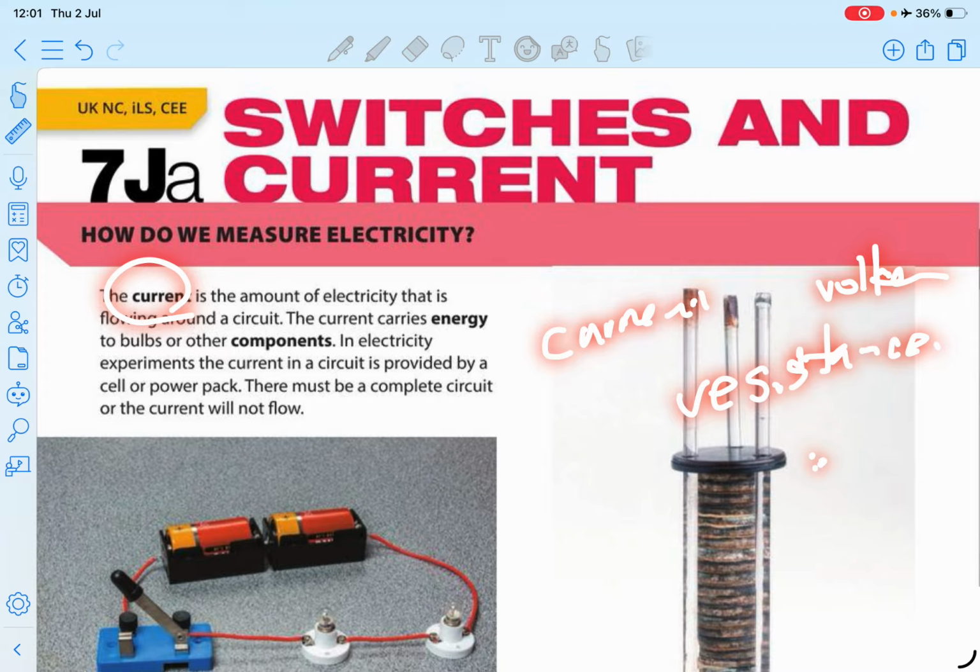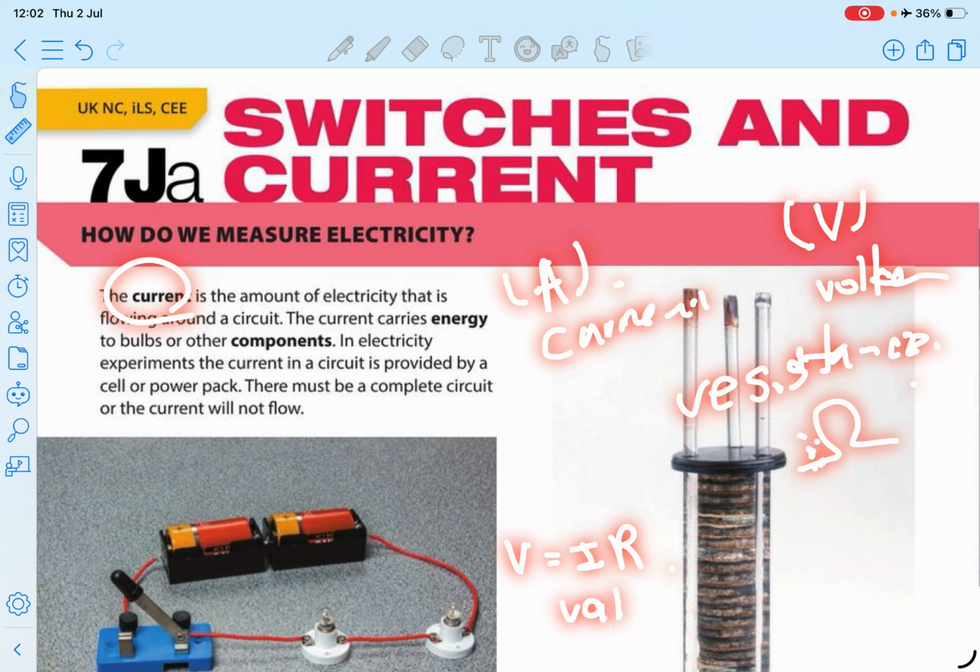Current is the amount of electricity that is transferred. Voltage is another store; I'll explain it later. Current is measured by the ammeter, symbol capital A, unit ampere. Voltage is measured by the voltmeter, capital V, volt, and resistance is measured in ohms. There is a relationship, V equals IR, which is not in your syllabus. V means voltage, I means current, R means resistance. I'll explain it later. Write it down somewhere, you will need it further in the lessons.